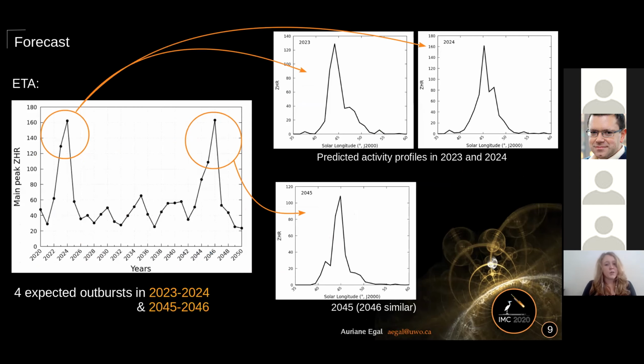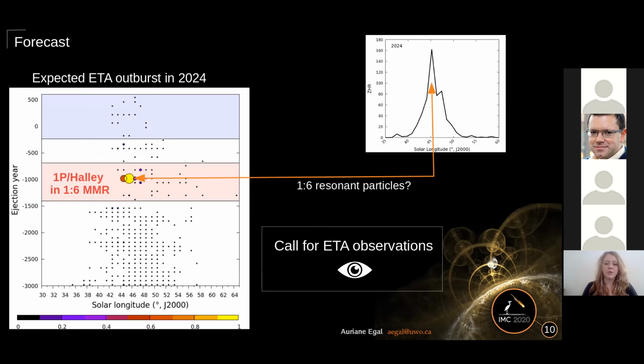So for the future, we predict 4 Eta-Aquariid outbursts in 2023, 24, 45, and 46. You have some examples of the predicted activity profiles here in this plot. And especially in 2024, we find that most of the activity, the peak, is caused by a trail that was ejected when the comet was trapped in the 1:6 resonance with Jupiter. So we might have another example of a Halley's outburst caused by the 1:6 resonance.